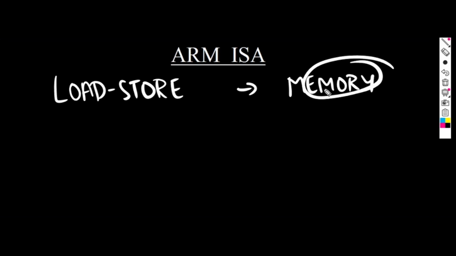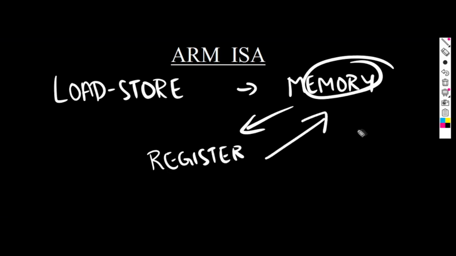That is, you cannot modify or manipulate the data which is stored in the memory directly. If you want to make any changes to it, you copy that content to a register, make the necessary modification there, and then copy it back into the memory. This copying from the memory to the register and from the register to the memory happens using load and store instructions. Okay.